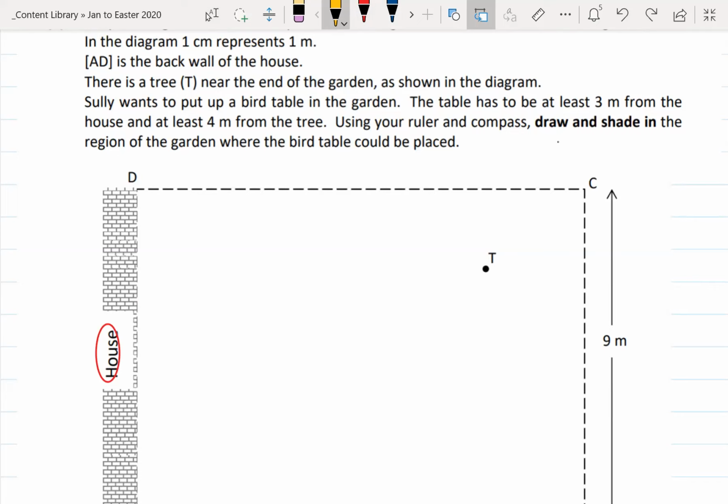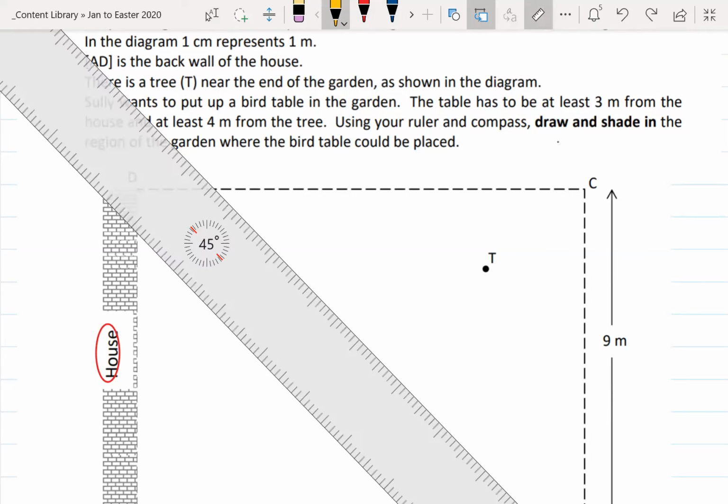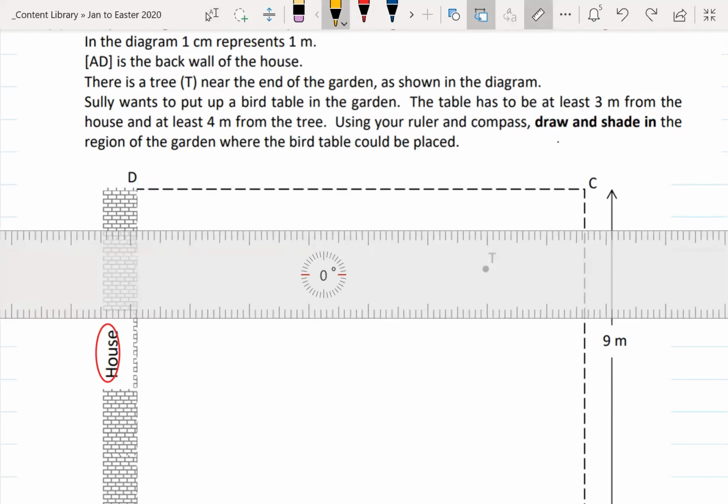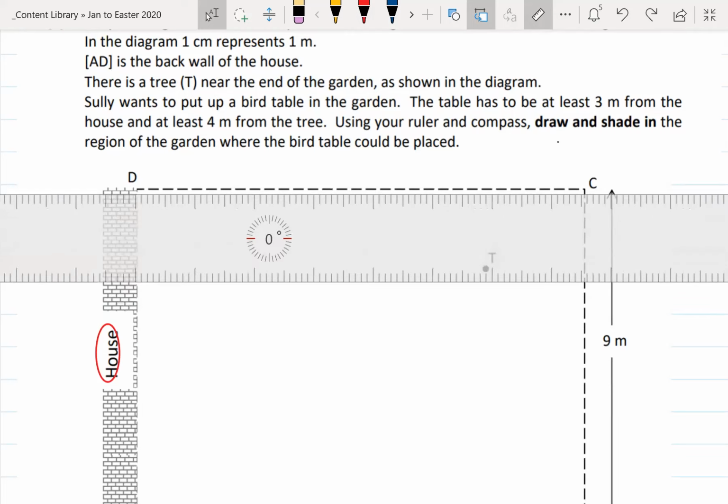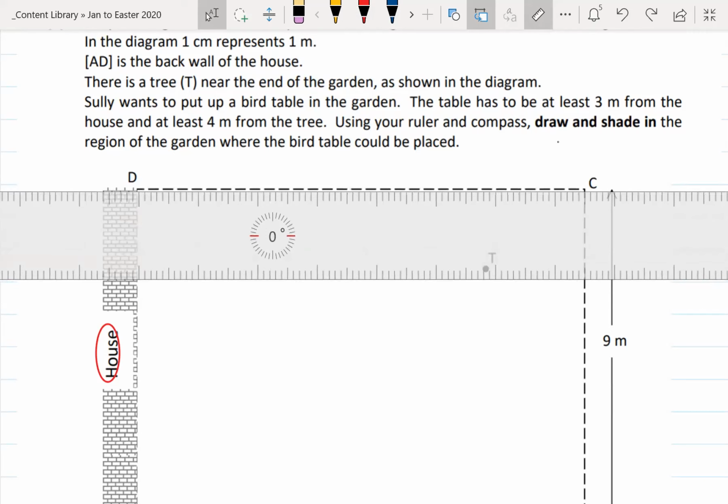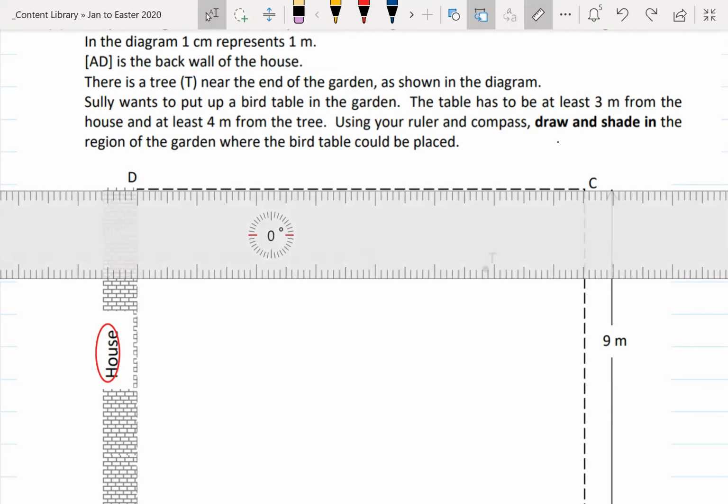So, 3 meters from the house. In the diagram, 1 centimeter represents 1 meter. Now I'm not sure about this ruler I have on screen here, but I'm going to take it that I'm going to measure out 3 on it. So it has to be 3 meters from the house, so we need to go from the house. You should get your ruler when doing this, and measure 3 centimeters from the back wall of the house. 1, 2, 3, so I'm going to mark there.